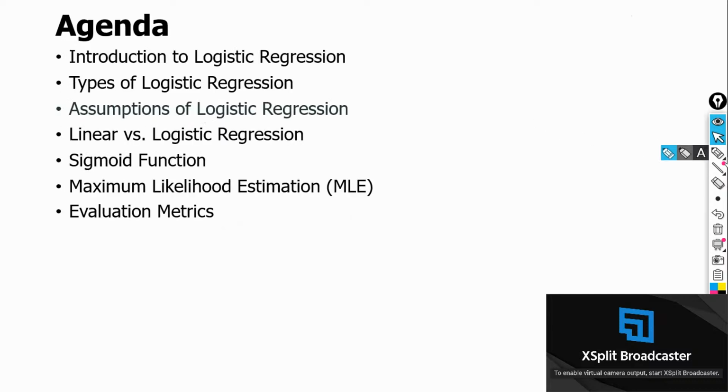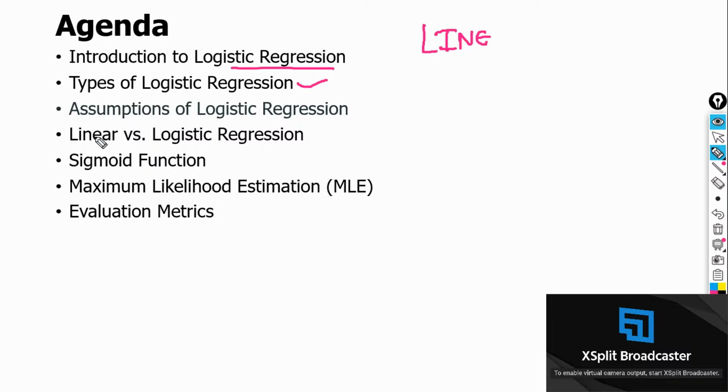You see, we have the agenda. We'll get introduced to logistic regression. Then we'll understand the types of logistic regression, and like how linear regression has some assumptions, which we discussed as linearity, independence, normality, and equal variance, even logistic regression has some assumptions. We have to discuss them.